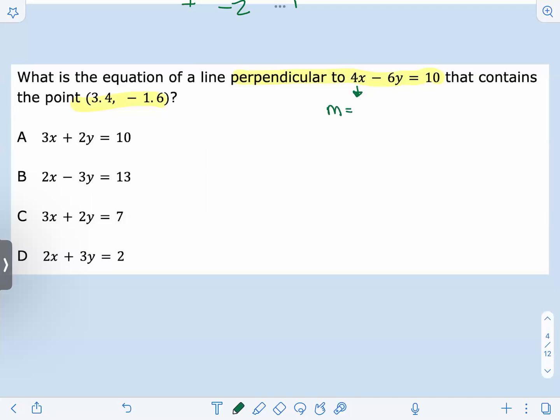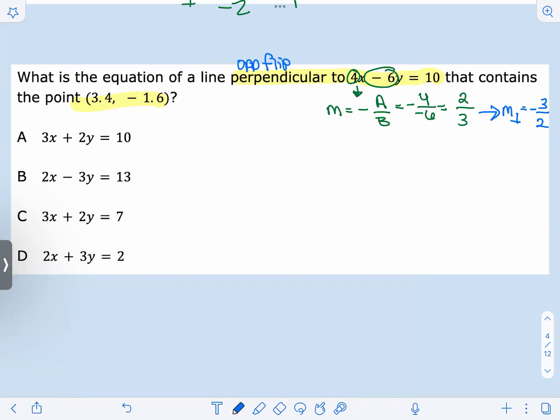So I'm going to get m equals negative a over b. Well, a is 4, and b is negative 6. And if you put that into Desmos, you should get a positive 2 over 3. So for us, in a different color, we're going to be looking for m perpendicular, negative 3 over 2. Opposite flip, right? That's what this means. Opposite flip.